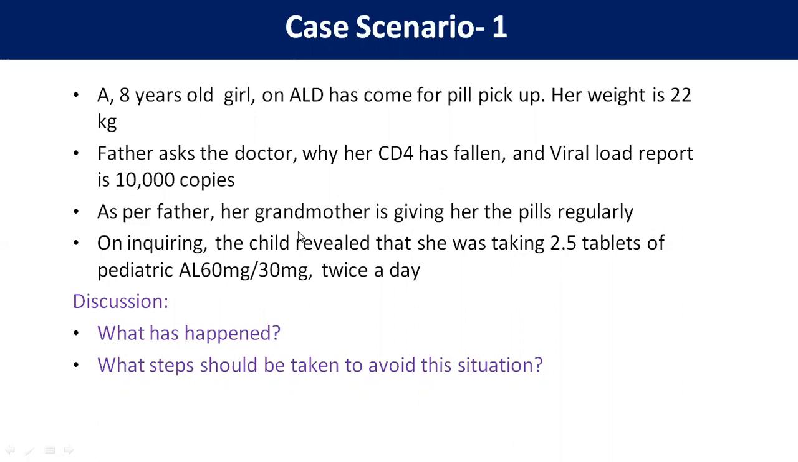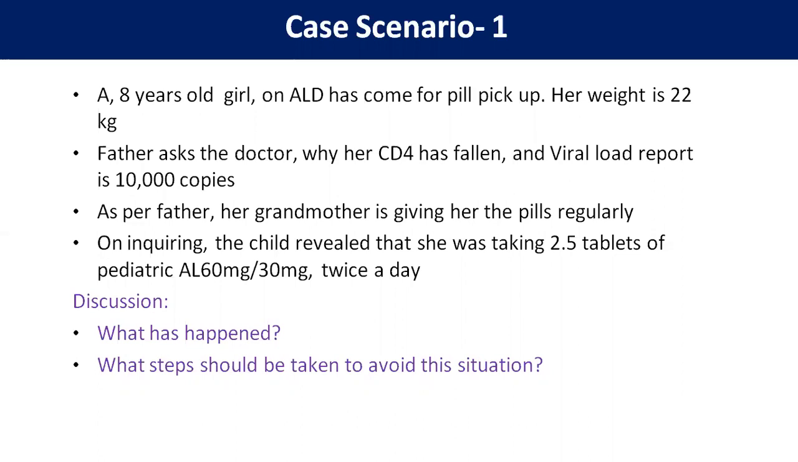So it's very important. You see, 8 years is quite old. If you make them understand, they will understand the importance of taking the drug. Her weight is 22 kg, which is more or less good, because normal should have been near about 24 to 25 kg, and we know that 20% above and below is the normal range. So the weight is good. And you see, still there is a low CD4, immunological failure, virological failure, 10,000.